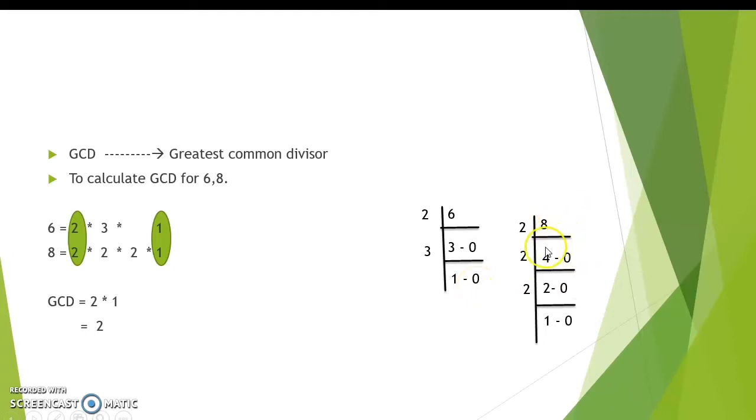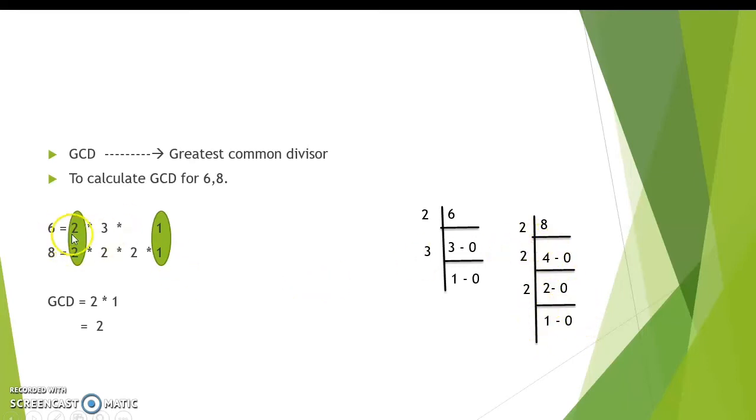And then I will divide the number 8 by 2. In GCD we must take the smallest number for division. So 8 divided by 2: 2 4s are 8, so 4, remainder is 0. Again this 4 can be divided by 2: 2 2s are 4, the remainder is 0. Again we can divide 2 by 2, the remainder is 0 and the quotient is 1. Okay, so we get these values.